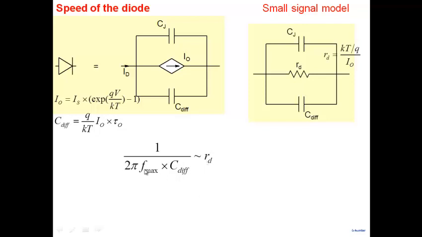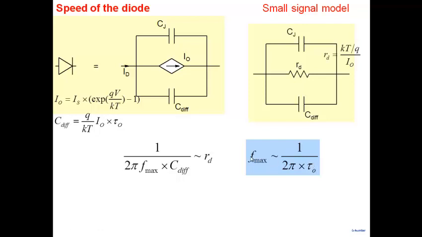But then what does it tell us? What is the upper limit on the speed of operation defined in terms of frequency? F max is 1 over 2 pi tau naught. What determines the speed of your diode? Tau naught. And what is tau naught? Recombination lifetime. The recombination lifetime determines the speed of your diode.